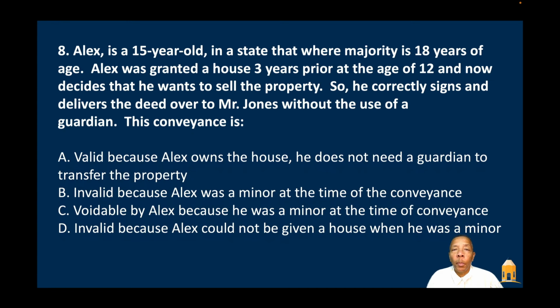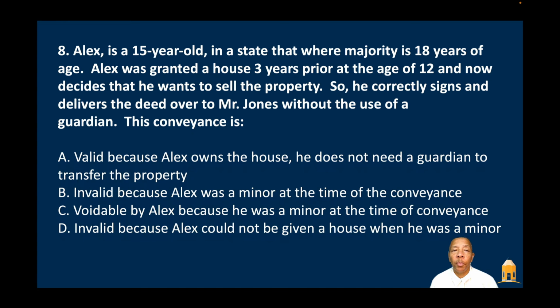It's voidable by Alex because he was a minor at the time of the conveyance. That's the other one I want to look at. So let's hold C. It's invalid because Alex could not be given a house when he was a minor. And I think you should know that D is incorrect because he was a grantee, and grantees do not have to be of majority to be given a property.